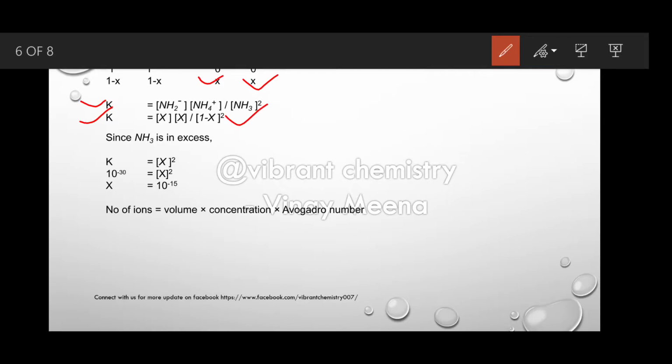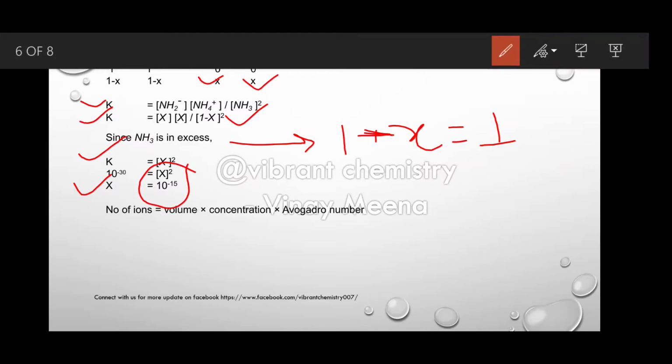Now at this point, the concentration of ammonia is going to be constant because it is present in excess amount. So 1 minus X will be constant, and it will be almost equal to 1. So your expression will be K equal to X square, and K is given to us as 10 to the power minus 30. If you calculate the value of X from this, you get X equal to 10 to the power minus 15.